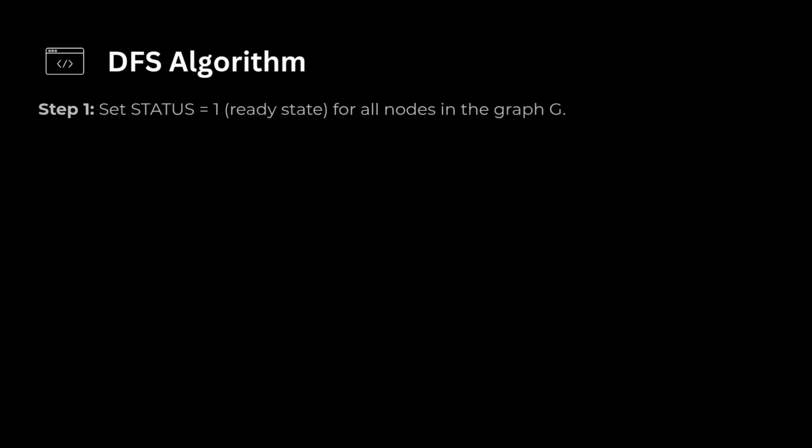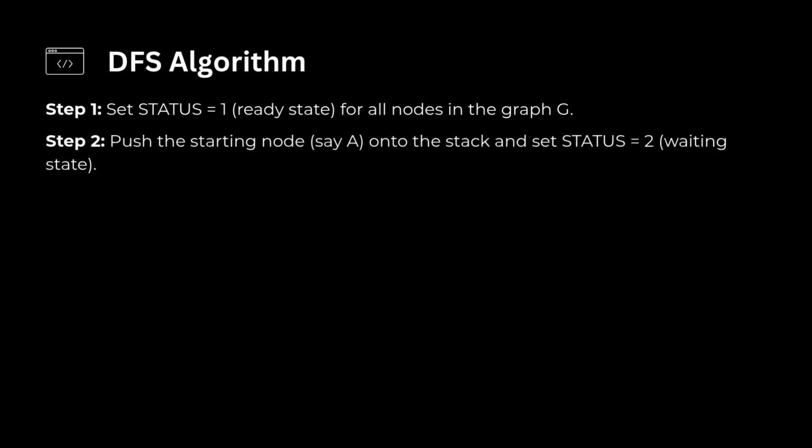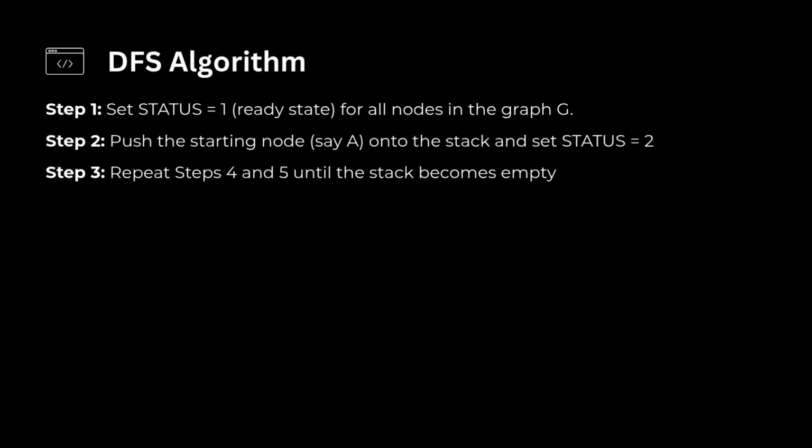Now let us see the DFS algorithm step by step. Step 1, set status equal to 1. This is the ready state for all nodes in the graph. Step 2, push the starting node, say A, onto the stack and set status equal to 2. This is the waiting state. Step 3, repeat steps 4 and 5 until the stack becomes empty.